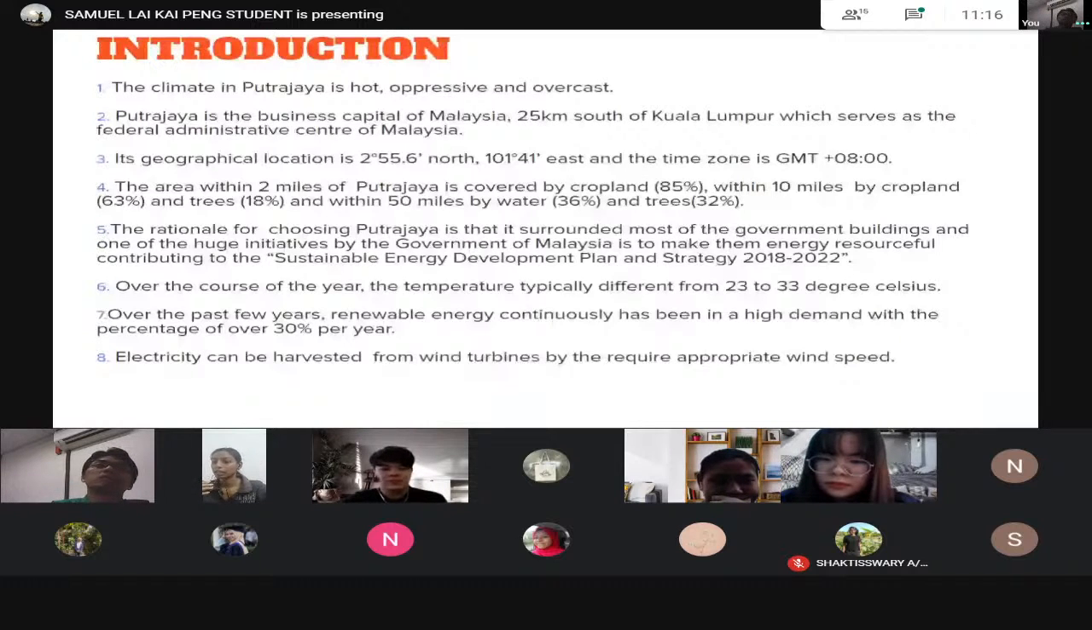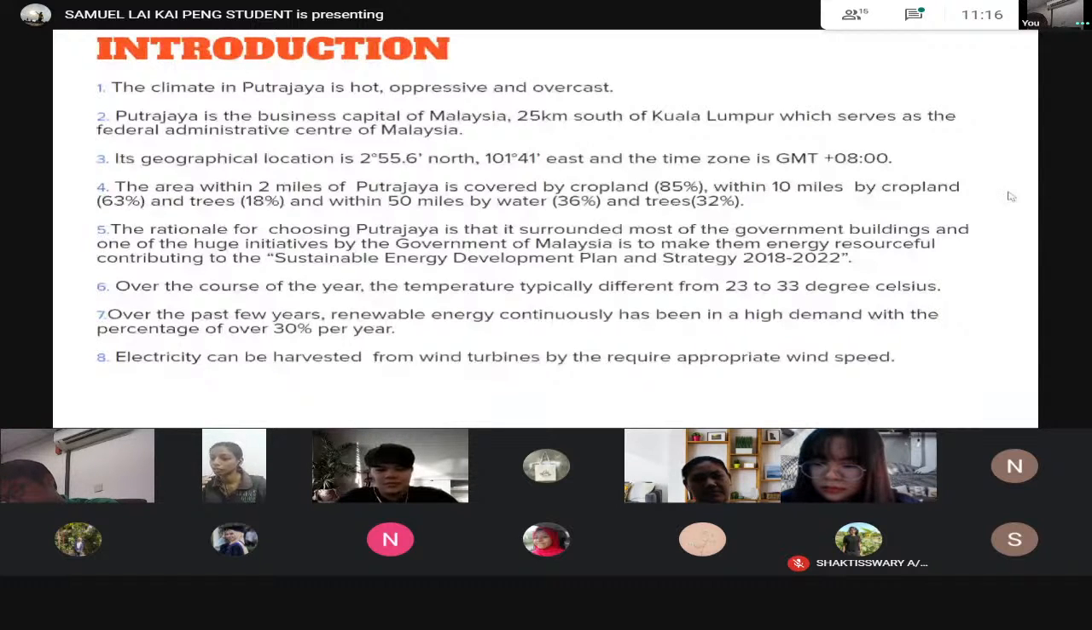First, the climate in Putrajaya is hot, oppressive and overcast, as we already know Malaysia's temperature. Putrajaya is the business capital of Malaysia, which is 25 km south of Kuala Lumpur, which serves as the federal administrative center of Malaysia. Its geographical location is 2.55 north to 101.41 east, and the time zone is 8.